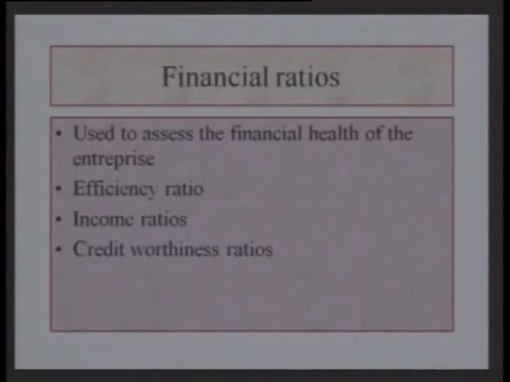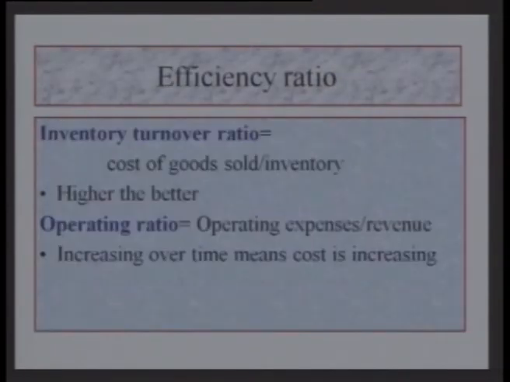Now let us know what the various financial ratios are which can be computed from these three tools of financial analysis. These financial ratios help us in assessing the financial health of the enterprise, and the various ratios which can be computed are the efficiency ratio, the income ratio, and the credit worthiness ratio. So these are the various ratios which can be computed for financial analysis.